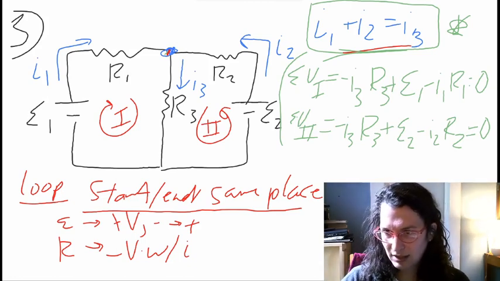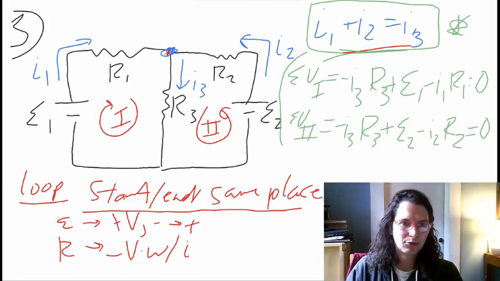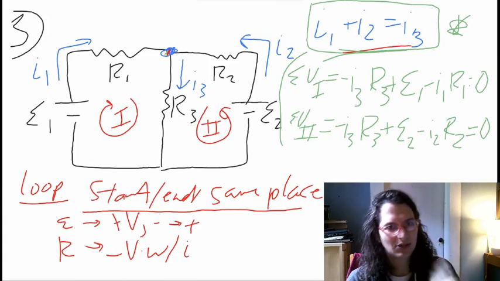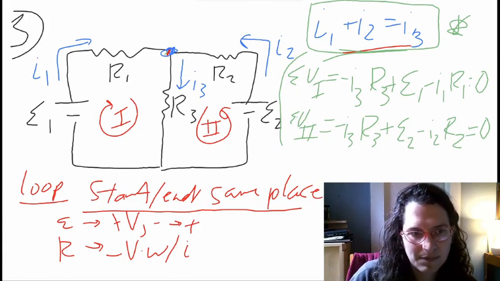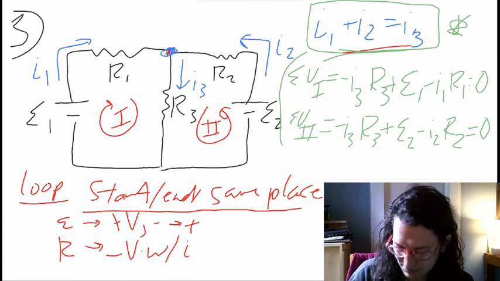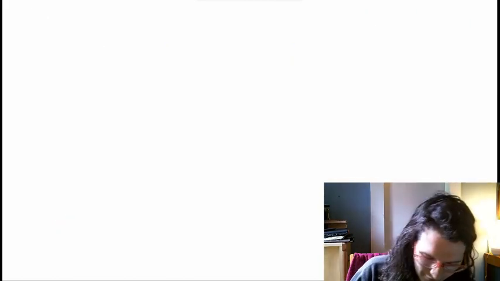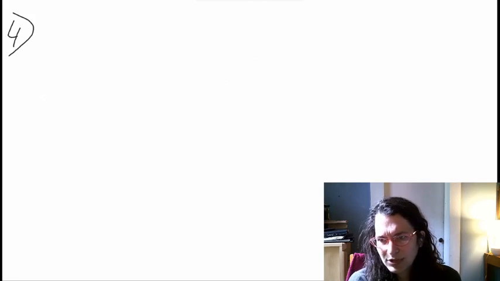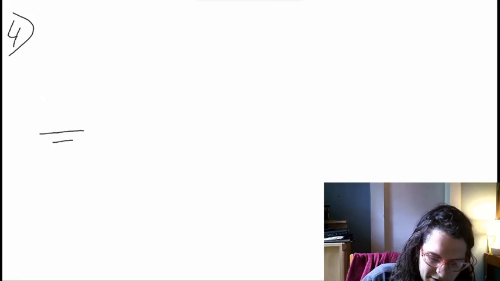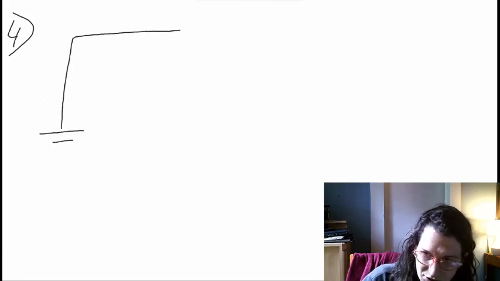Okay, so we're going to use that loop rule for other problems that aren't just two battery problems like this. Problem number 4 is an example of one where we're going to use our loop rule to our advantage. So we have a complicated problem. In this problem, we only have one battery, which is nice. But the resistor arrangement is pretty tricky. We have this diamond shape.